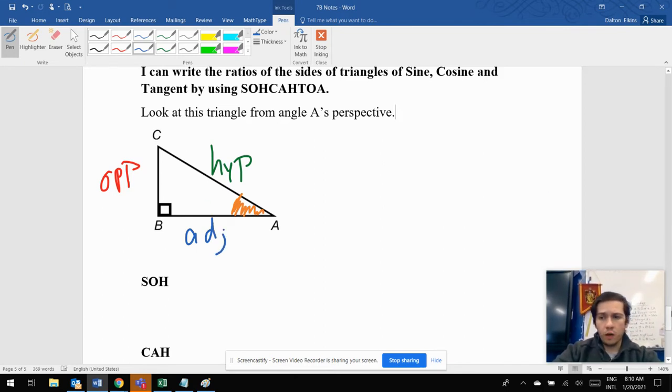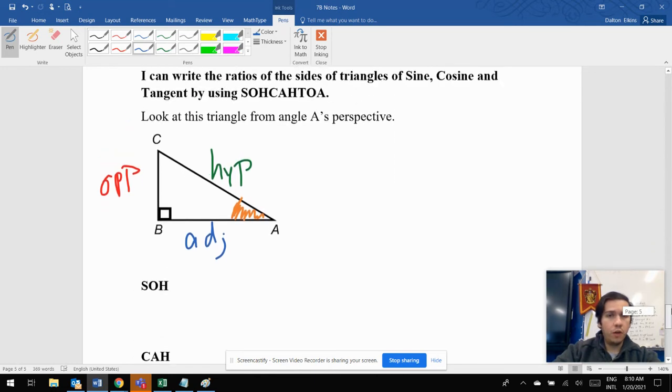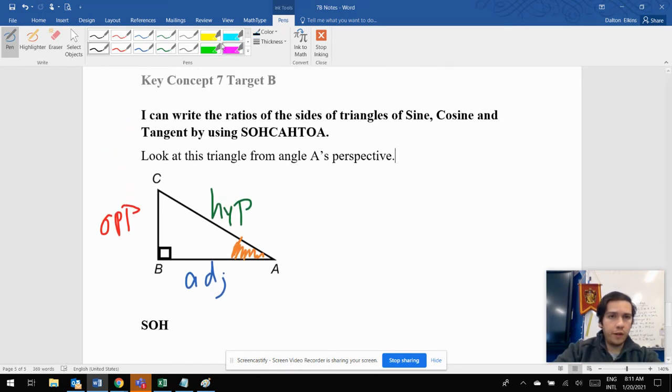Okay, so what is this SOHCAHTOA nonsense? Well, let's look at it in terms of three different statements. We have SOH, CAH, and then TOA.